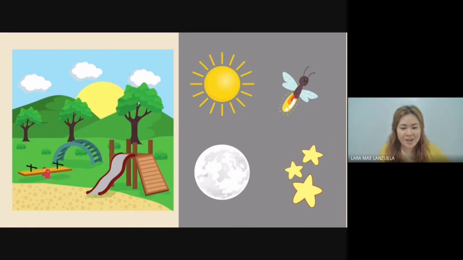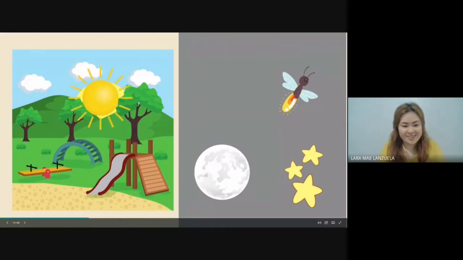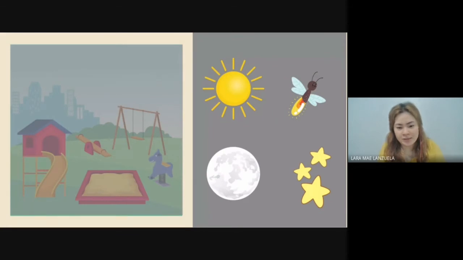Write your answers now. I will count again up to five. 1, 2, 3, 4, 5. Okay, so raise your boards in 3, 2, 1, up. Okay, very good. All of you got the correct answer again. It is the sun. But what about this one? The sun sets. The playground is dark. Again, it is nighttime. Which among these can help to light this place?